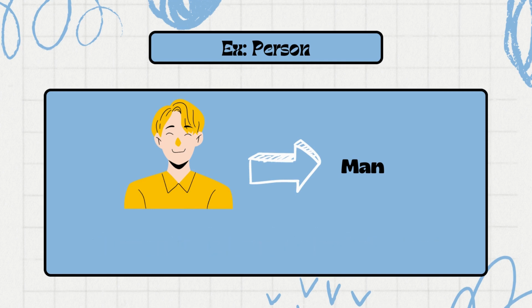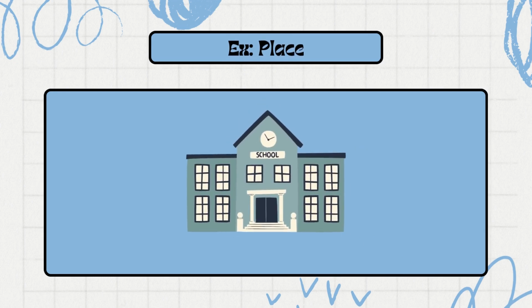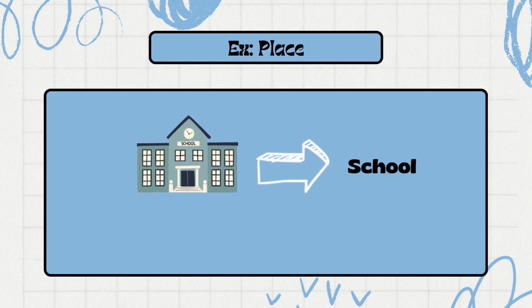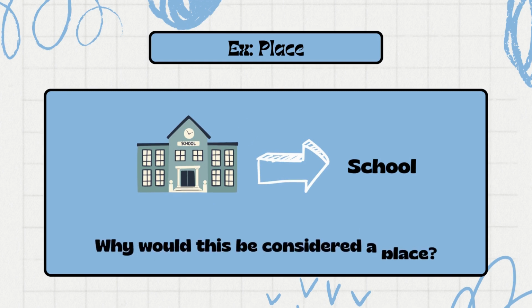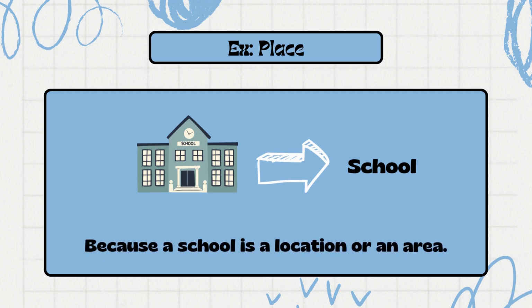Now we're going to go over place. An example of a place is this image. What is this image? This image represents a school. Now our question for this is, why would this image be considered a place? Why would a school be considered a place? This image would be considered a place because it is a location or an area.